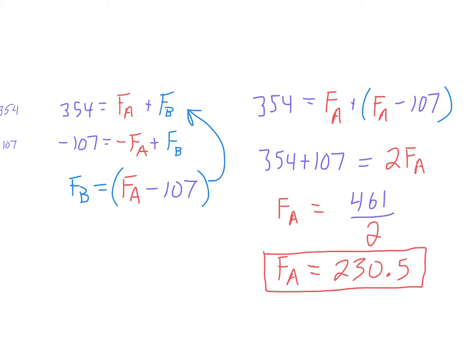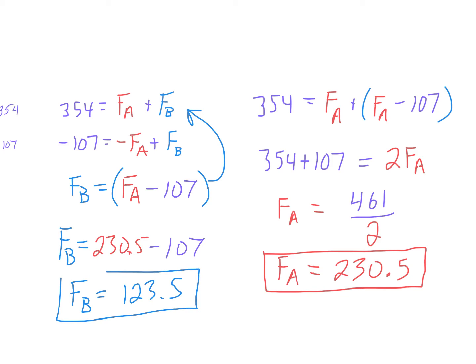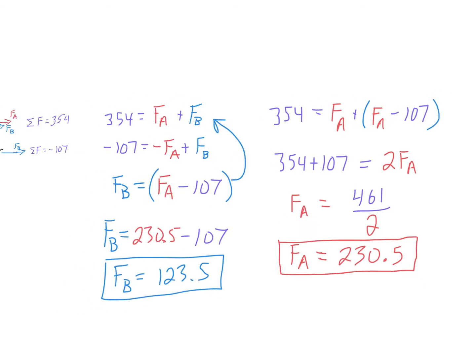To solve for FB, we already have the equation for FB. It's the one over here on the left. We now know what FA is. FA is 230.5, and we're going to subtract the 107. That means that force B is going to be equal to 123.5. That is our second answer. Now, let's see which one goes where.